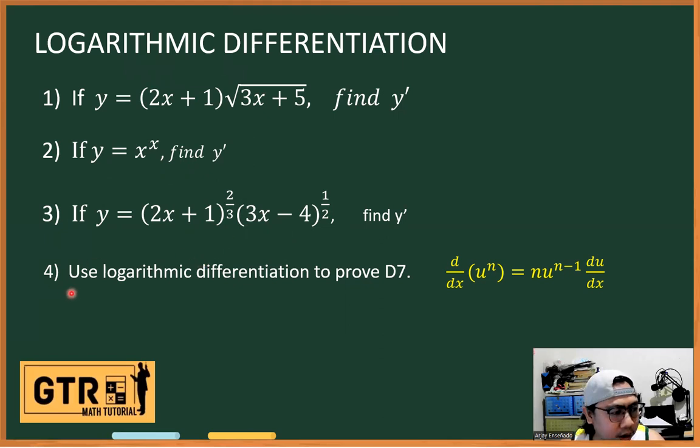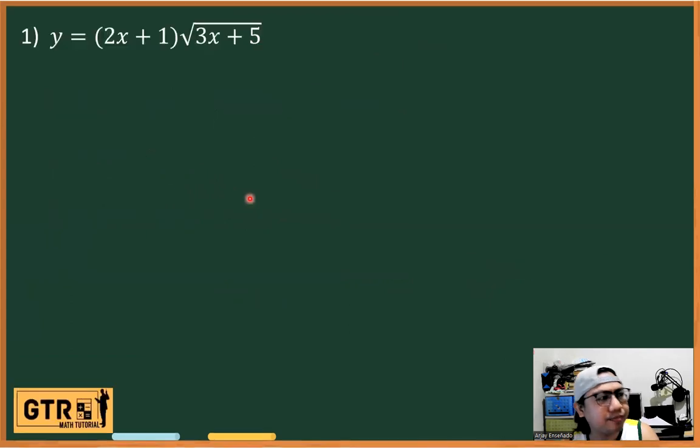And then for number 4, we will use logarithmic differentiation to prove formula D7 or the power rule. Derivative of u to the n equals n u to the n minus 1 times derivative of u with respect to x. Okay, let's start.